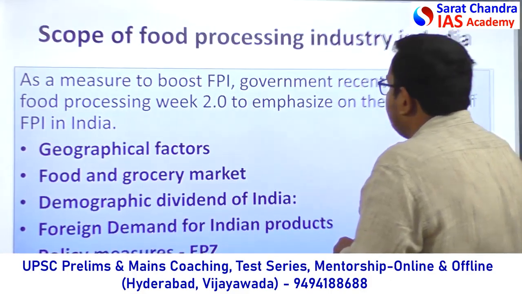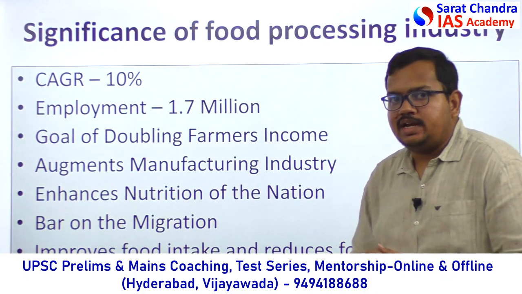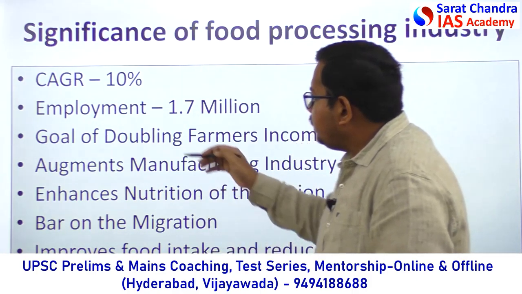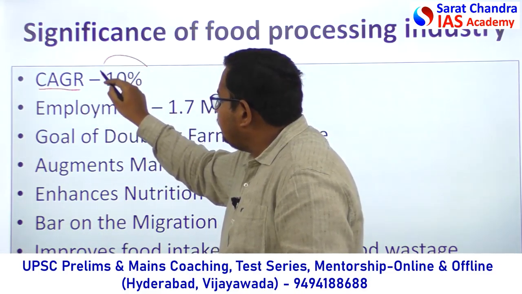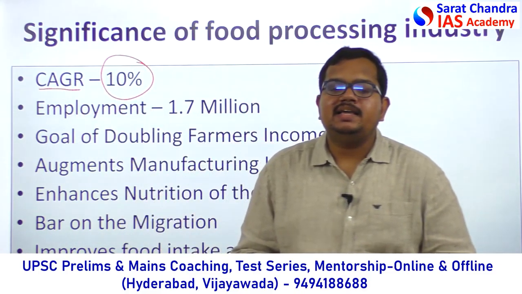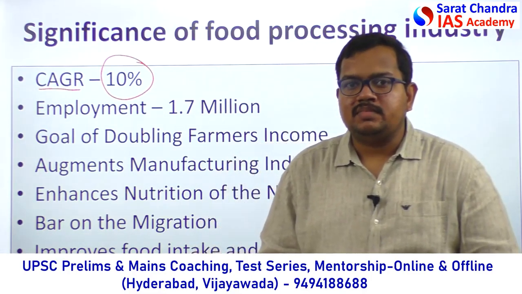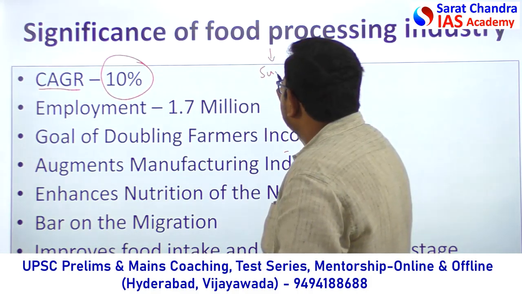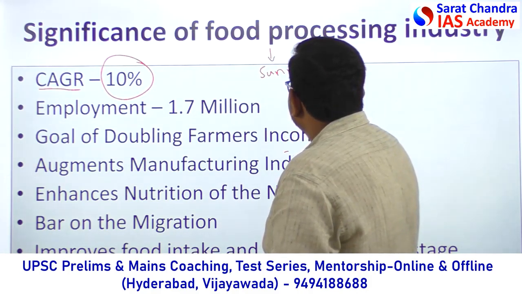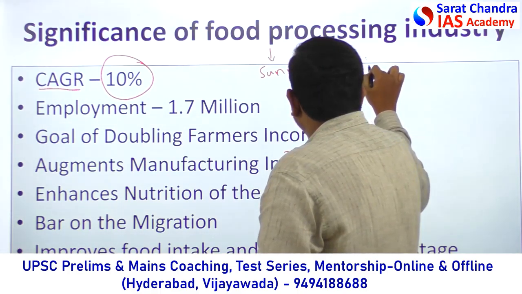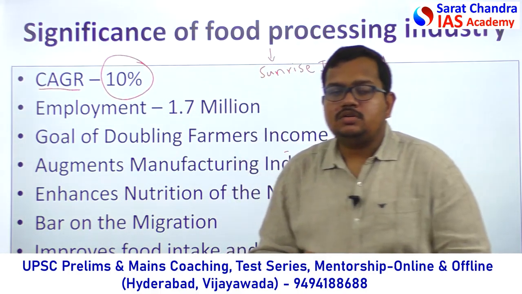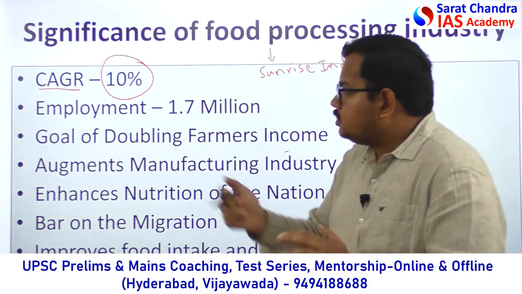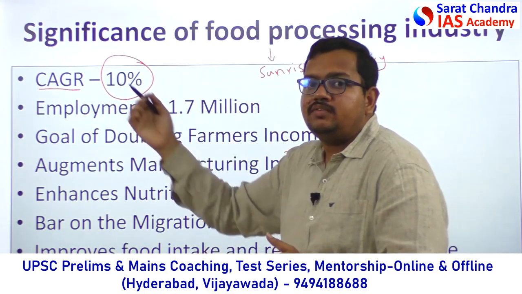Now, let us look at the significance of the food processing industry. So that is the scope. Now, what is the significance or importance? When we look at the compound annual growth rate, it is 10%. It is one of the highest with respect to any sector in India, and that's why we call the food processing industry a sunrise sector. A sunrise sector is one that has very high potential to grow, which is evident from the compound annual growth rate of 10%.